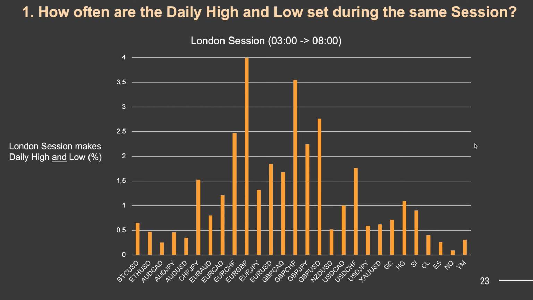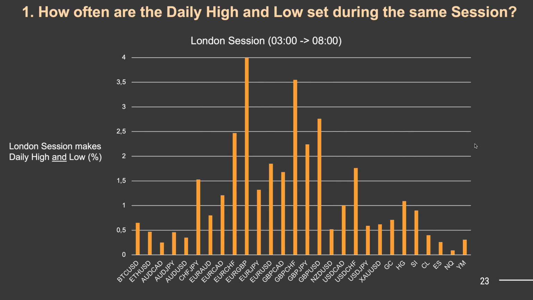For the London session, we also have a really low probability of seeing the high and the low of the day formed, with at most 4%. And if you have a look at the US futures on the right, you can see that it's almost zero.